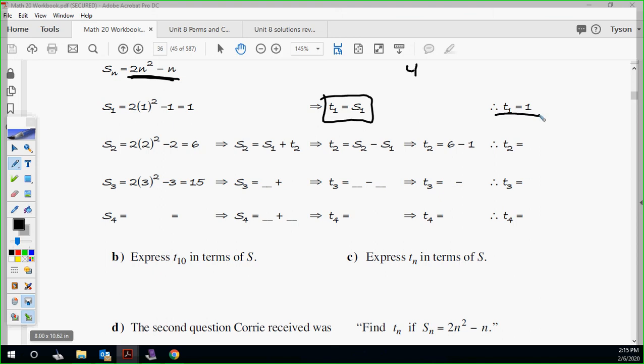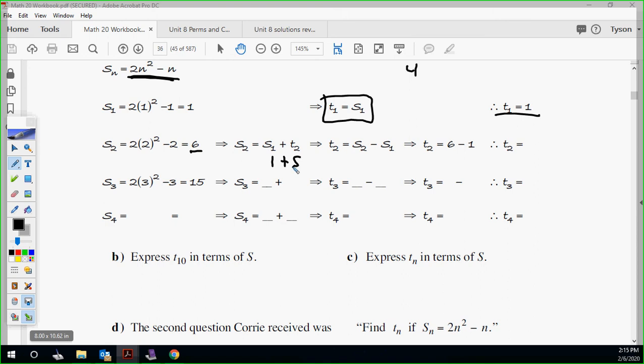Now if I do S2, I plug 2 in. 2 squared is 4. 4 times 2 is 8, minus 2 is 6. So S2 is 6. And we know that S2 is the same thing as series 1 plus term 2. So if I did 1 plus term 2, it would be 1 plus 5, which is how we get 6.